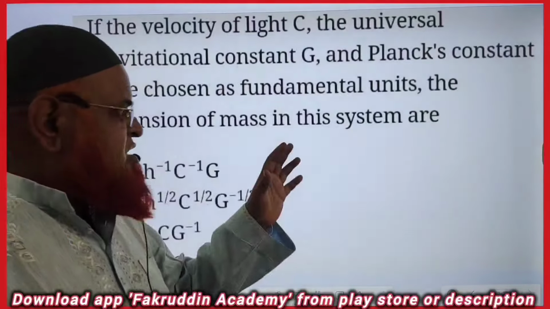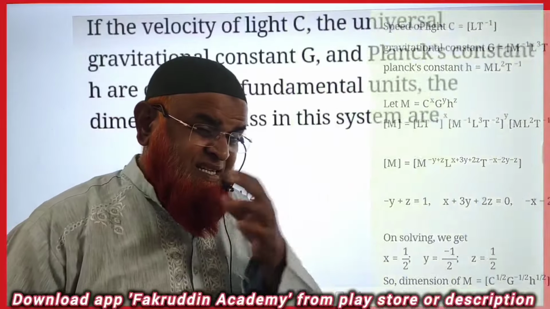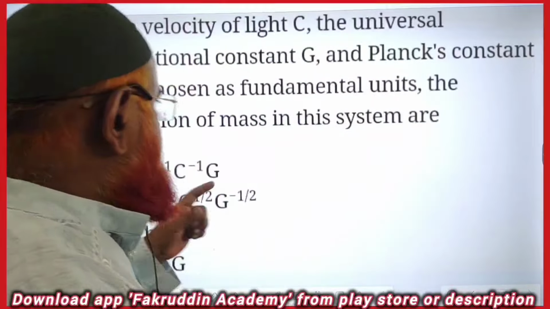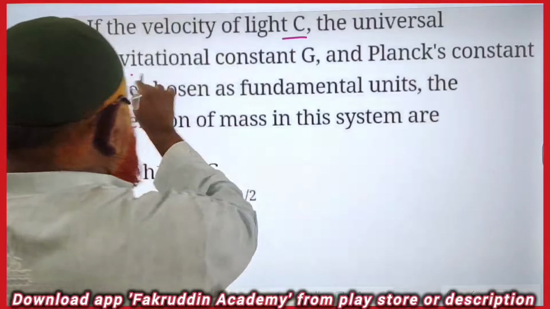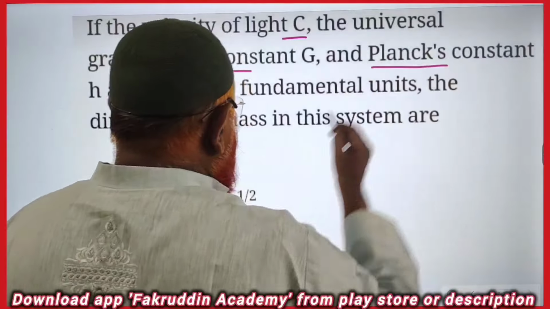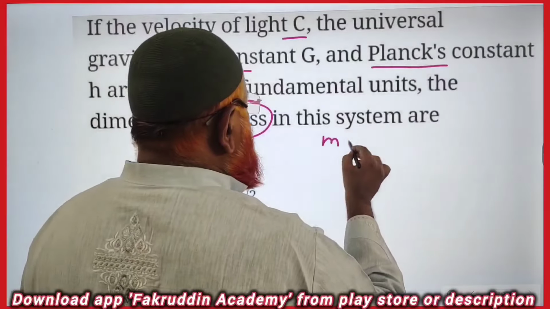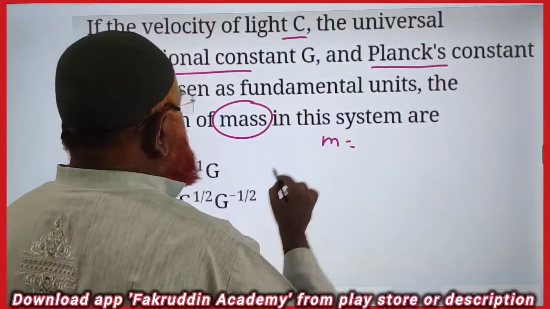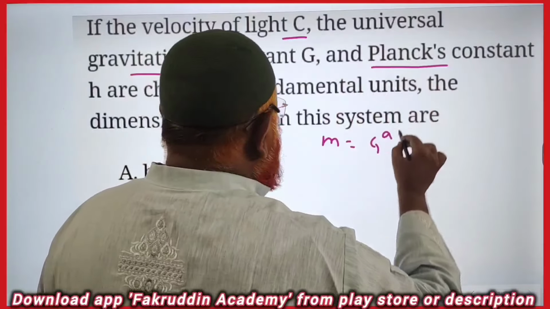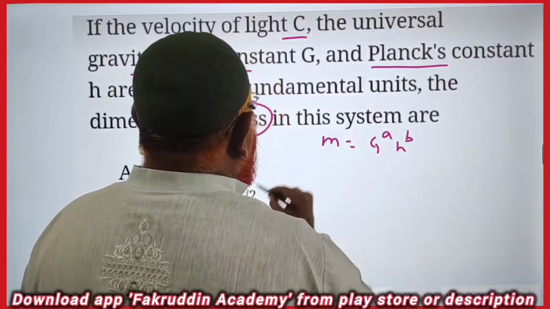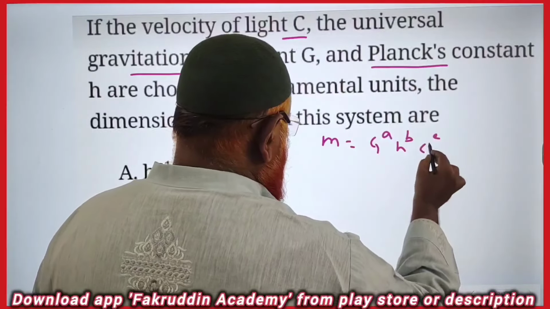My dear students, you can just see the question and the lengthy solutions given in the books. Let me bypass this method and save a lot of your time. You can just see what is being asked. Velocity of light, gravitation constant, Planck's constant, and mass are taken here. That means mass is equal to G to the power a, Planck's constant h to the power b, and velocity of light c to the power c.